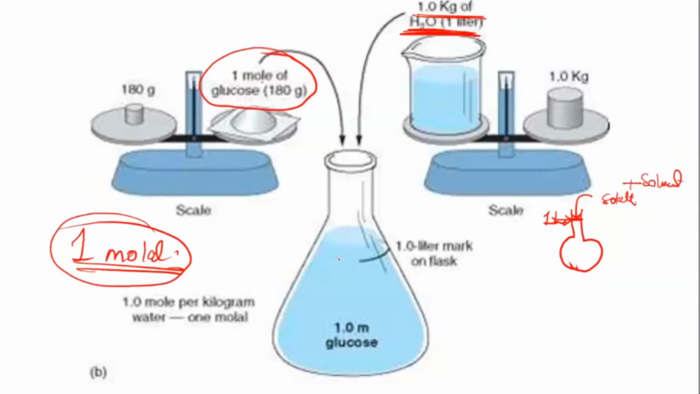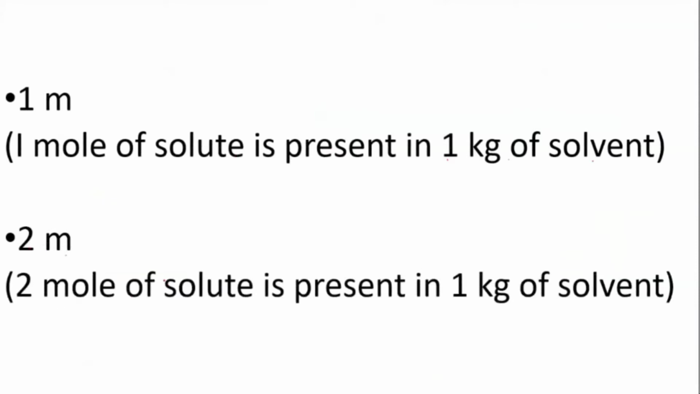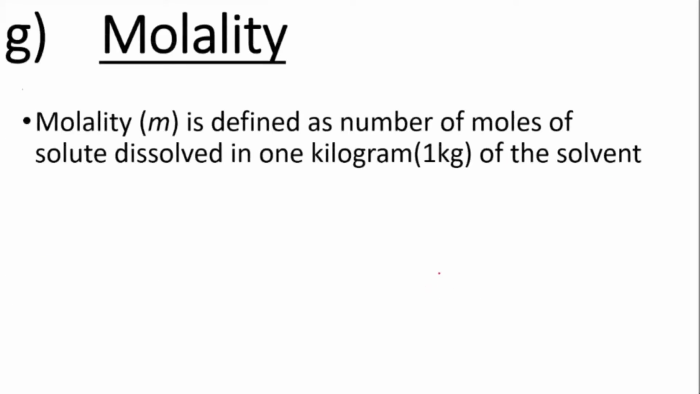So 1 molal means what exactly? 1 molal means 1 mole of the solute is present in 1 kg of the solvent. Similarly, if you are talking about 2 molal, that means 2 moles of the solute are present in 1 kg of the solvent. So see, here it is solvent, not solution, because the solvent and the solute are taken separately here. So we say 1 mole of the solute is present in 1 kg of the solvent. Molality is nothing but the number of moles of the solute dissolved in 1 kg of the solvent. Then it is called molality.